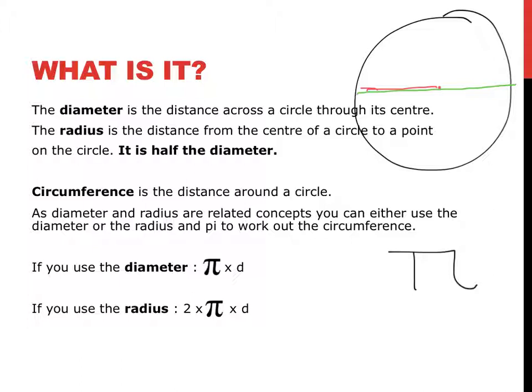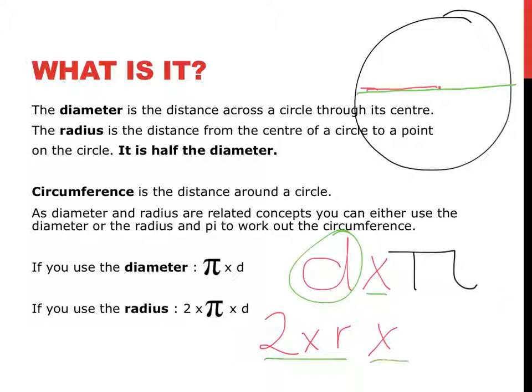Because radius and diameter are related, I can take my diameter and times it by pi to get the circumference, if I get given my diameter. If I get given my radius, don't spend your time working out the diameter and then timesing it by pi. Because radius is half of the diameter, just go 2 times my radius, which will give me my diameter, times by pi. That's how you work out circumference.